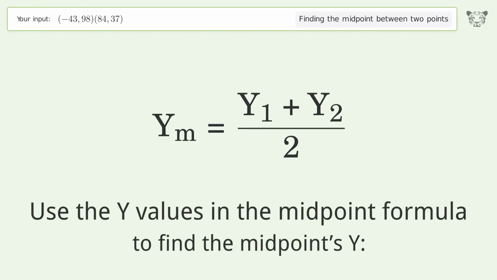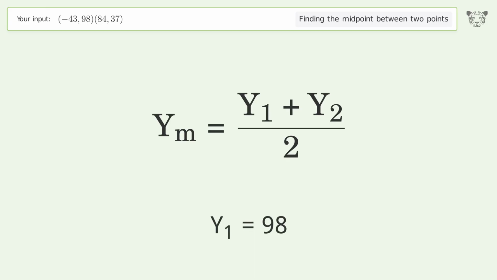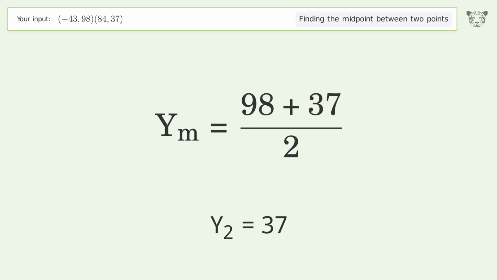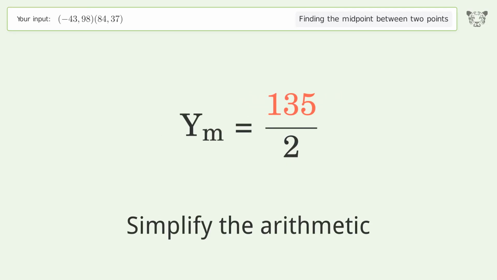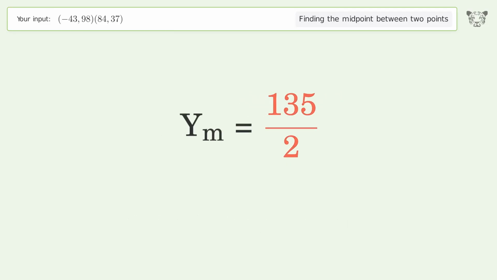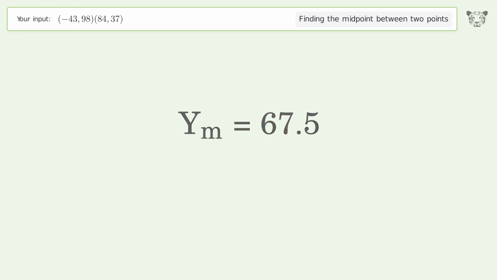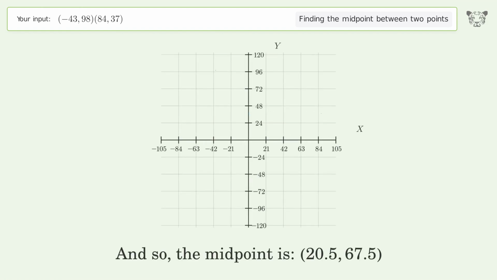Use the y values in the midpoint formula to find the midpoint's y. y1 equals 98. y2 equals 37. Simplify the arithmetic. And so, the midpoint is 20.5, 67.5.